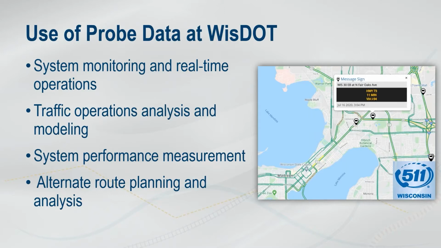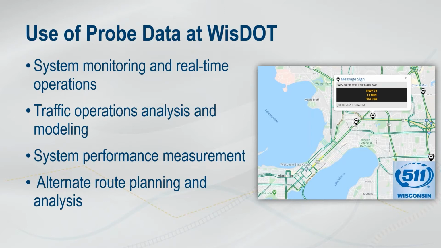So WISTOP's been using probe data for several years now, so I wanted to mention a few of those applications. We're currently using probe data to monitor real-time traffic operations, to provide traveler information on 511, on our dynamic message signs, and also on portable message boards on construction detour routes. We use probe data to calibrate, validate, and inform our traffic operations analysis and modeling decisions. We use probe data to get travel speeds for system-level performance measures. We also use it for alternate route planning and analysis.